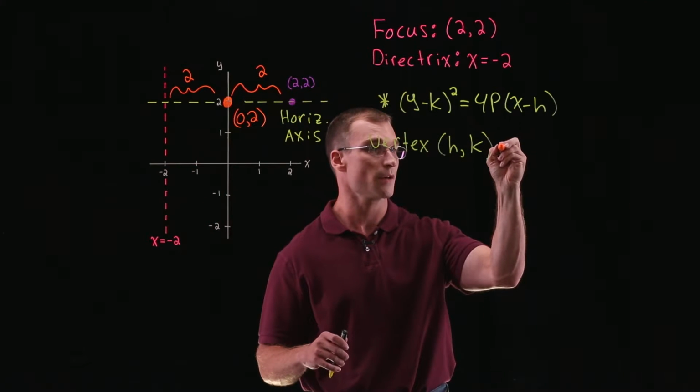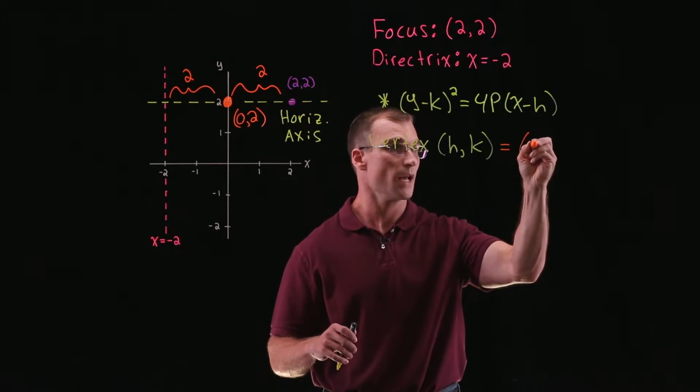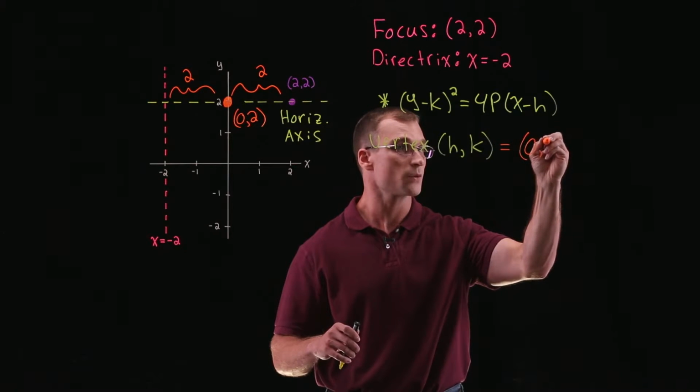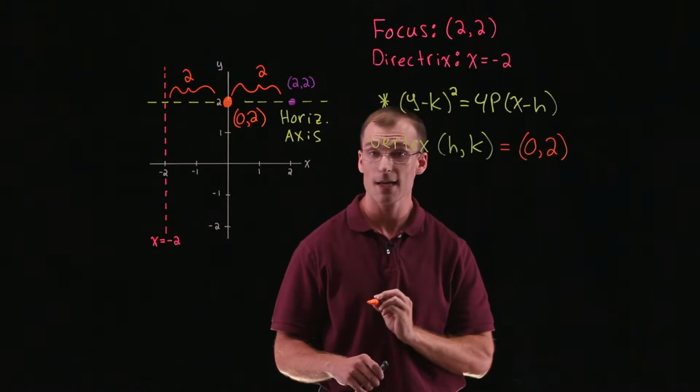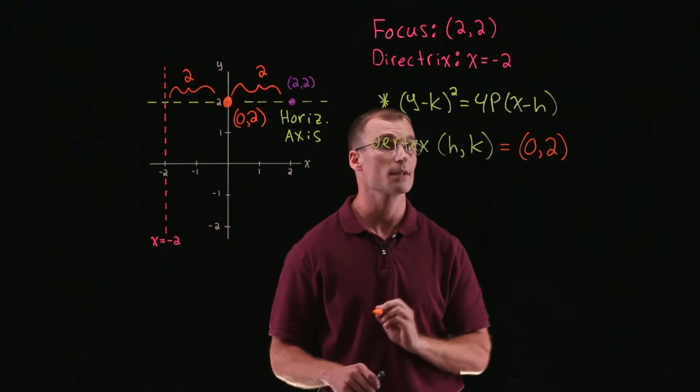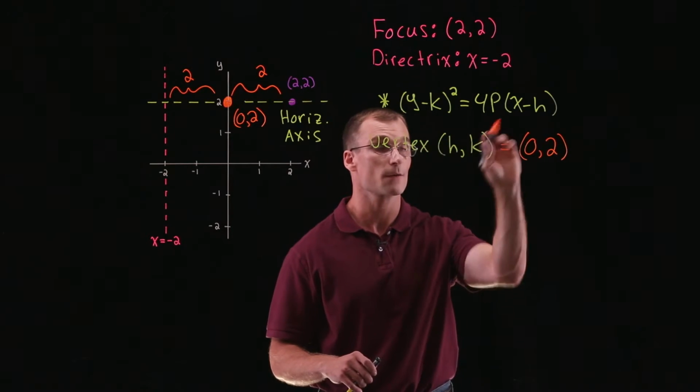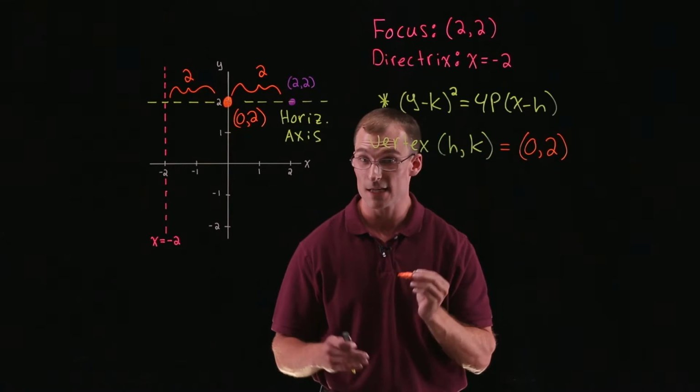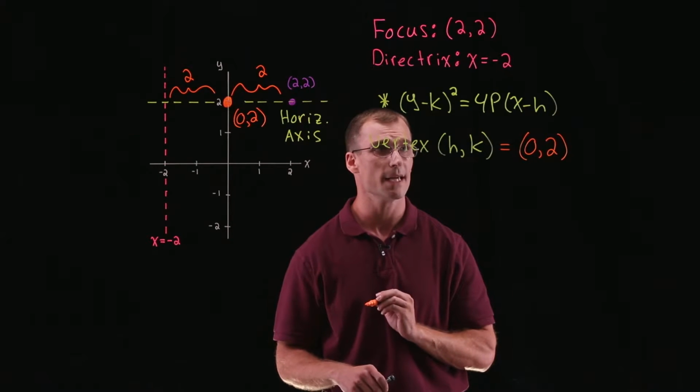So let's put that over here. x equals 0 and y equals 2, or h equals 0 and k equals 2. So that's one step to plugging in to our standard form here. Last thing we need is p. So how can we find p?